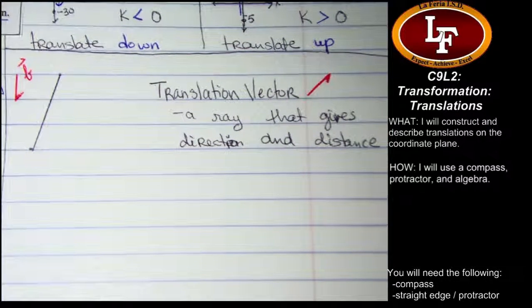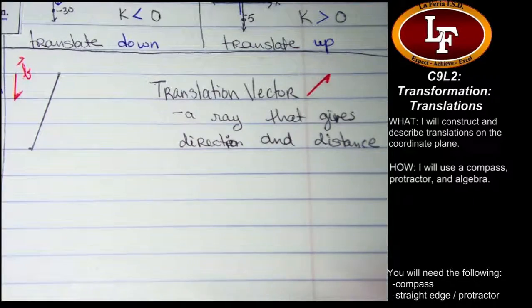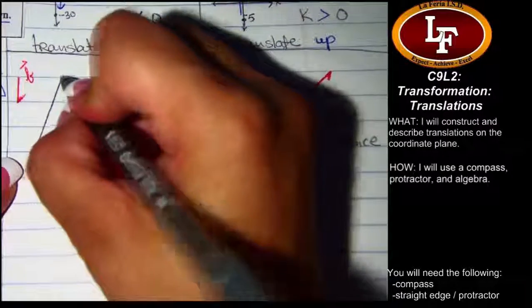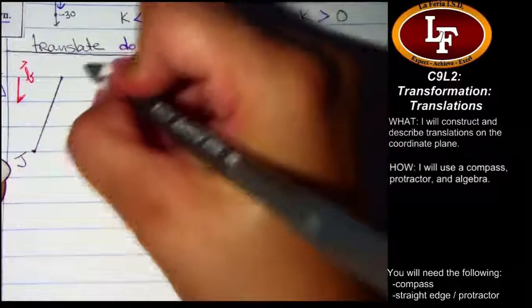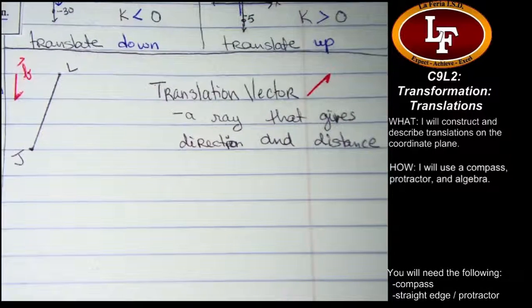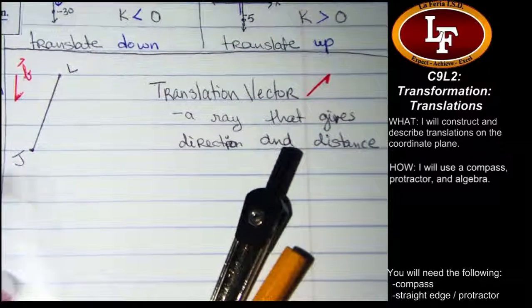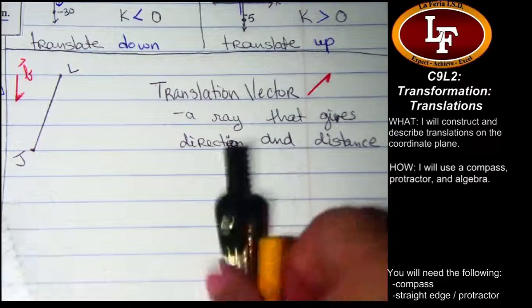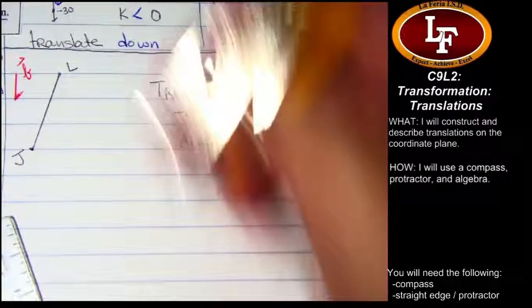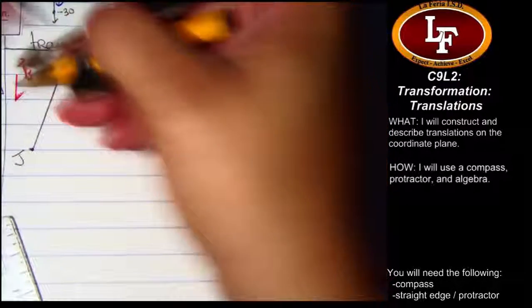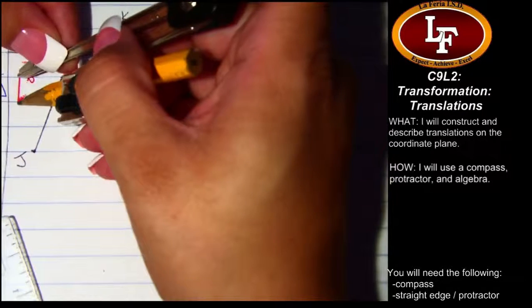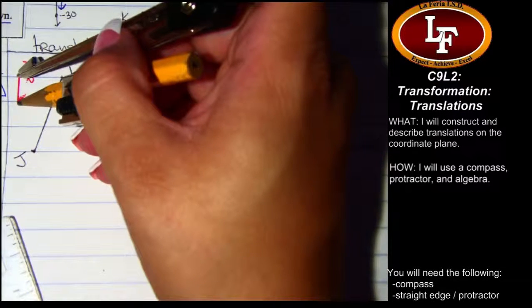All right, so there's our vector B. And we're going to translate this line. I need the name of these 2 points. J and L, I heard. So we're going to translate JL by vector B. Here's how we do this. We're going to use compass and protractor to make this work. We're going to construct congruent segments, but we're going to use this segment as the congruence.